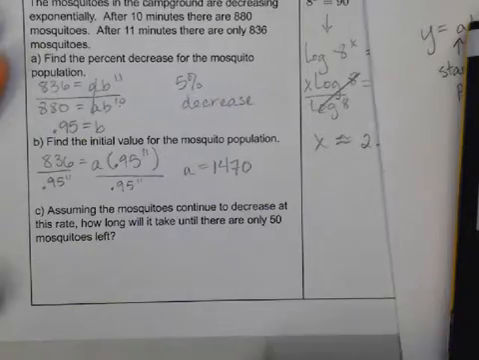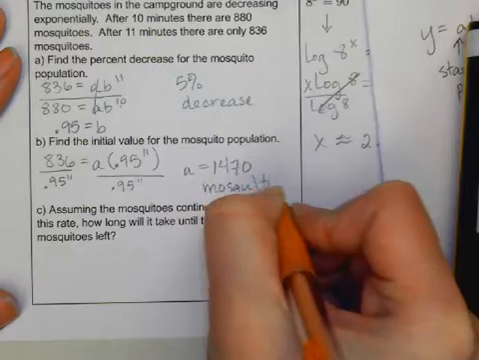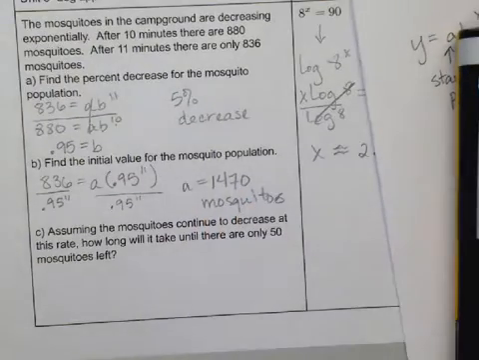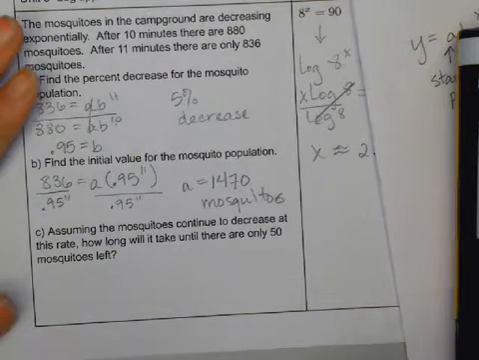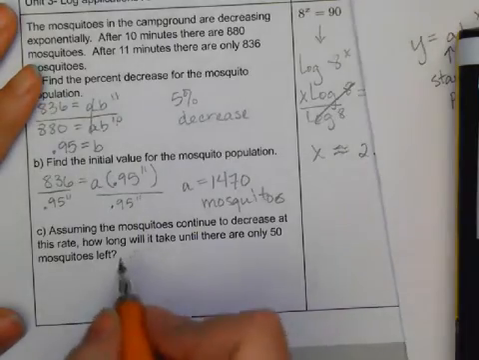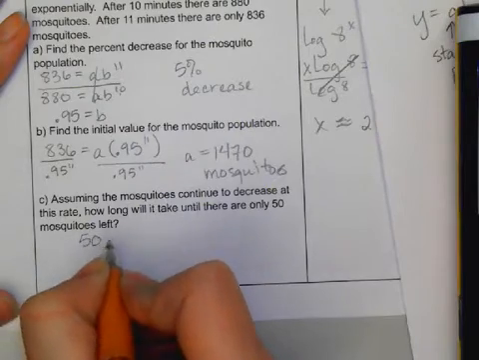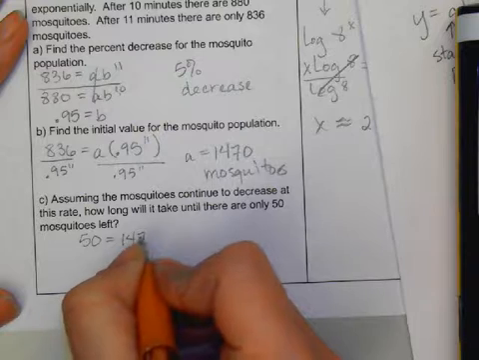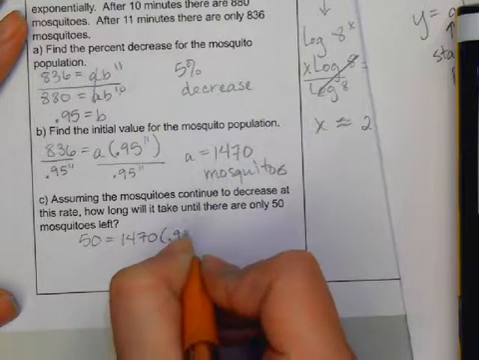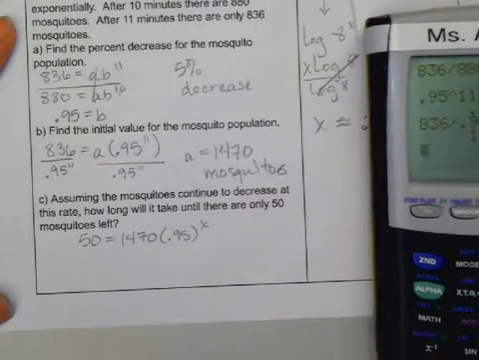So then for the very last one, I think I spelled mosquitoes wrong. Assuming the mosquitoes continue to decrease at this rate, how long will it take until there are only 50 left? So I just plug in what I know again. So I have 50 left, equals, now I know my initial value was 1470. I know my multiplier was 0.95. I don't know how long it takes to get down to 50.